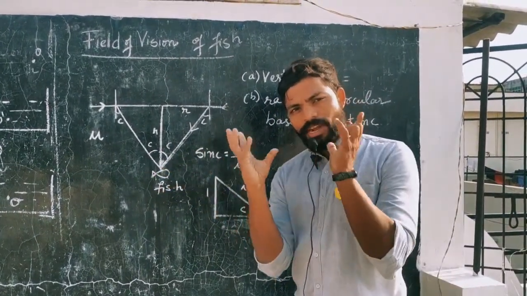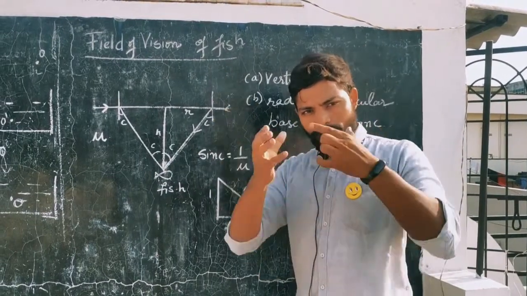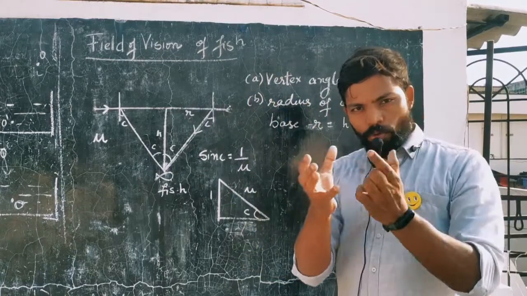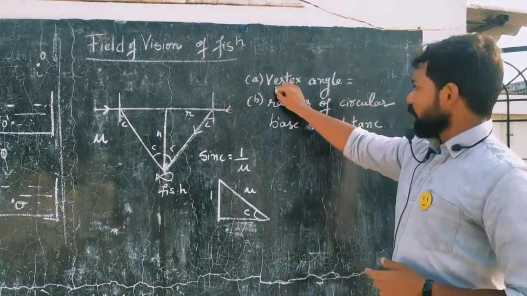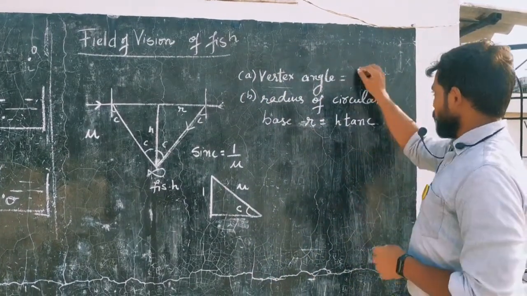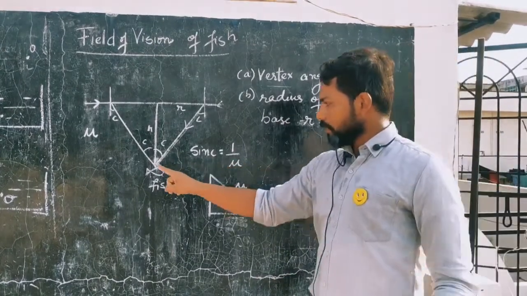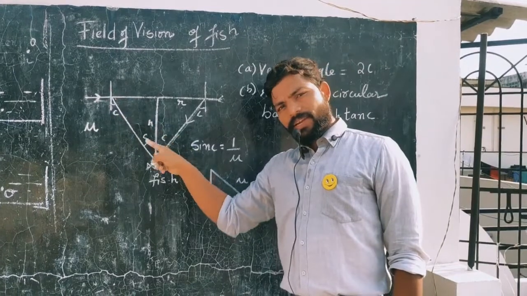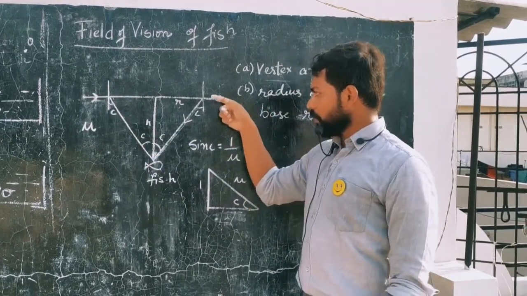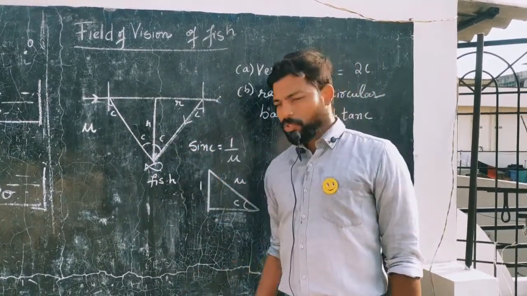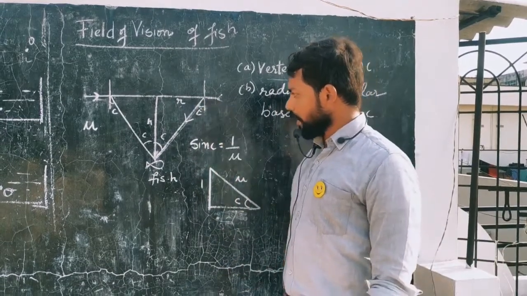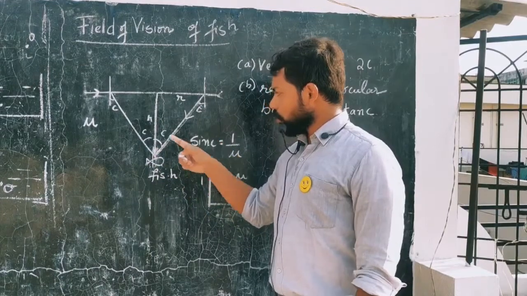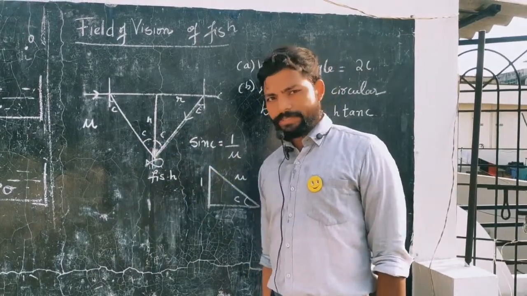Okay, and it is three-dimensional, so we can call it a cone. It is watching the entire world outside within that cone, and the vertex angle of that cone will be 2C. You can clearly see the light coming from the interface at the critical angle, and here the light coming from the interface at the critical angle. So if this is C, then according to alternate interior angles this also should be C. So C plus C, it is 2C, right?